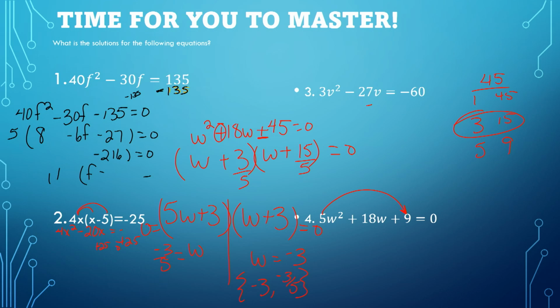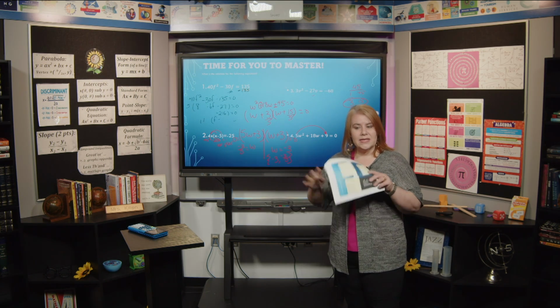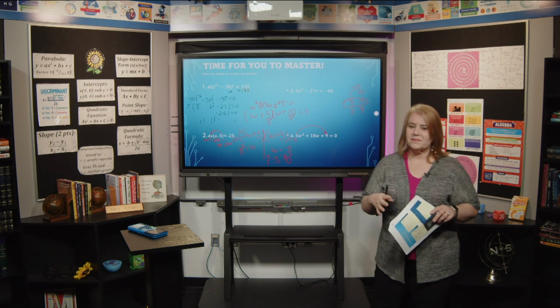Check your work. Check my work. I multiplied the 5 in, got my factors of 45 to build those two binomials, divided my 5 back out, could not reduce that, so my 5 came up, 5w plus 3, 15 divided by 5 gives me 3. Do my opposite operations and I get negative 3, negative 3 over 5. Check your work, check mine, see what we've got, see if we've got questions.